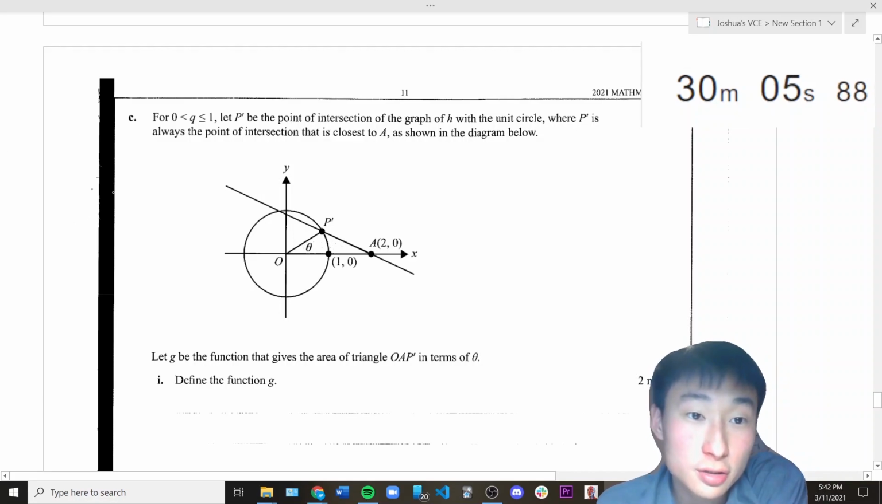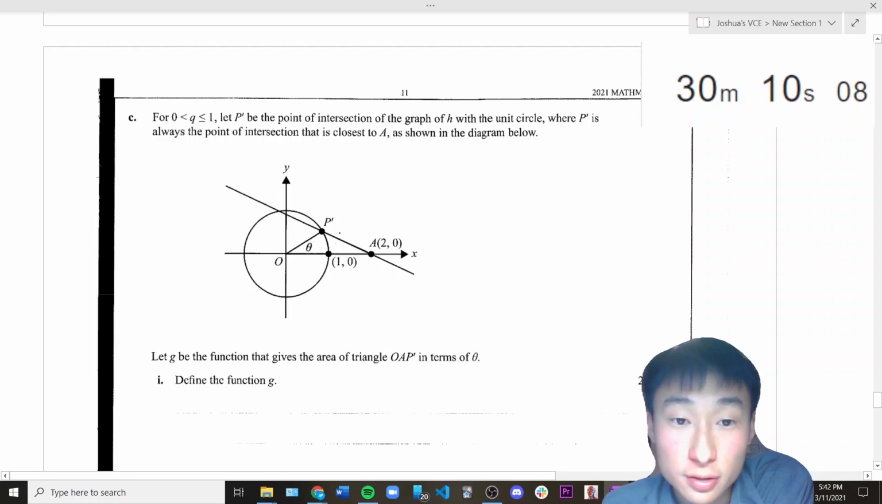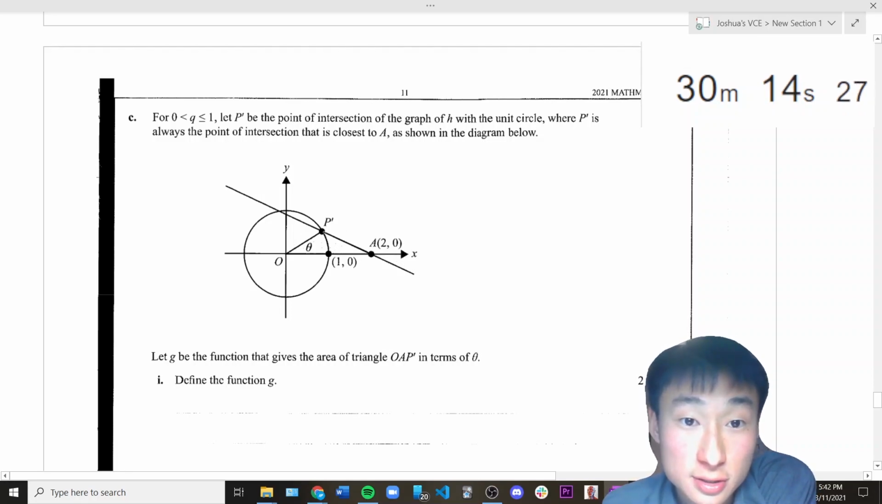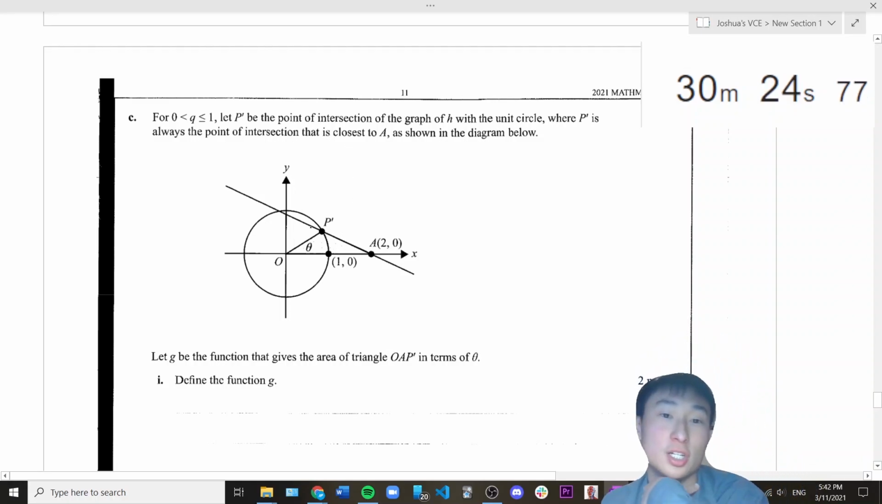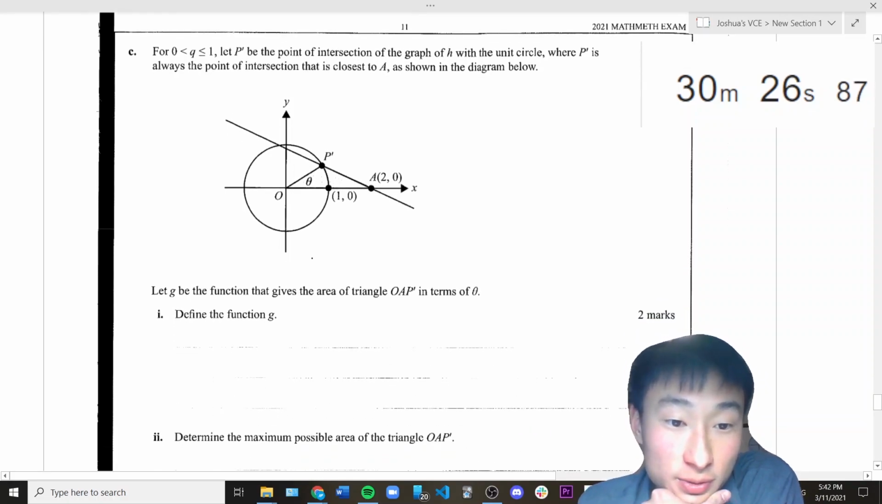For 0, Q1, let P dash be the point of intersection of the graph of H with the unit circle, where P dash is always the point of intersection that is closest to A. Okay, they've drawn it here, but if they want to be precise, sure. Let G be the function that gives the area of triangle OAP dash in terms of theta.